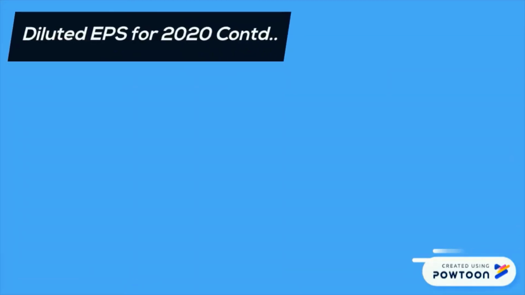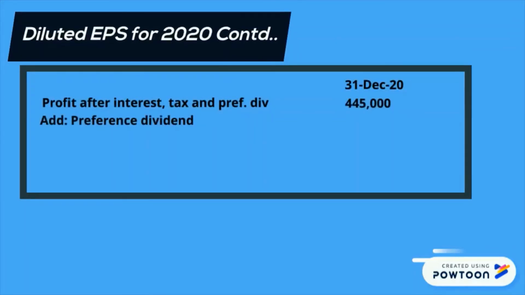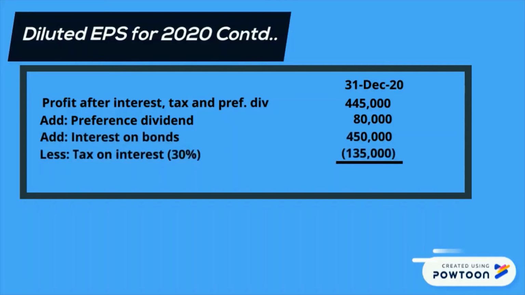To calculate earnings for diluted EPS, we start off with profit after interest, tax and preference dividends. Add preference dividends paid during the period. Add the interest paid during the period. And, subtract the additional tax that would be paid as a result of the increase in net income arising from the interest being added back. Doing so, we arrive at our required earnings.